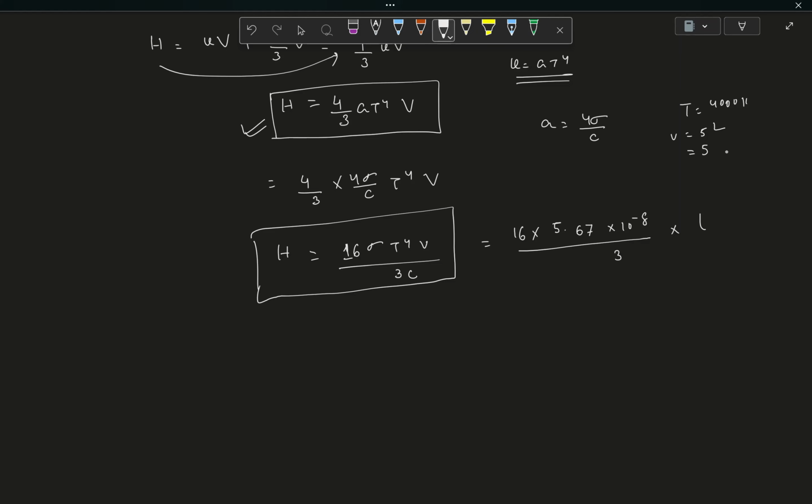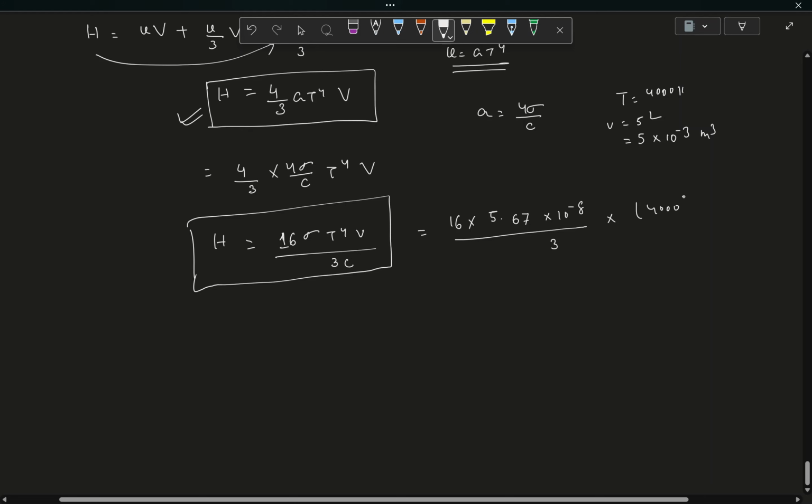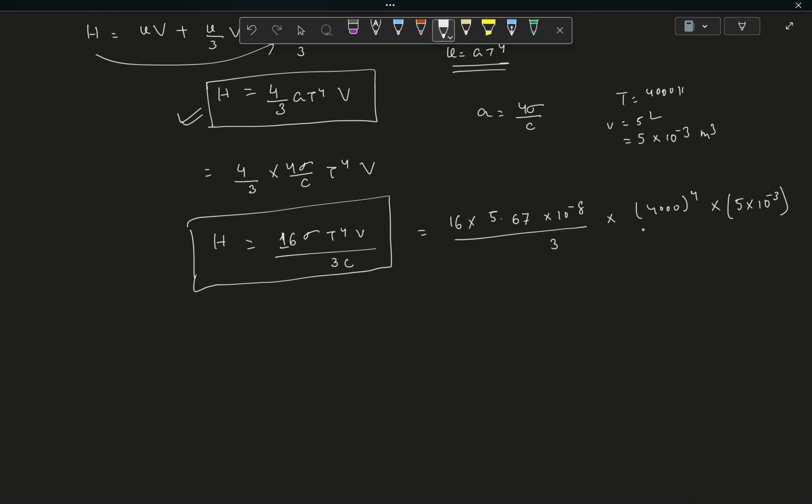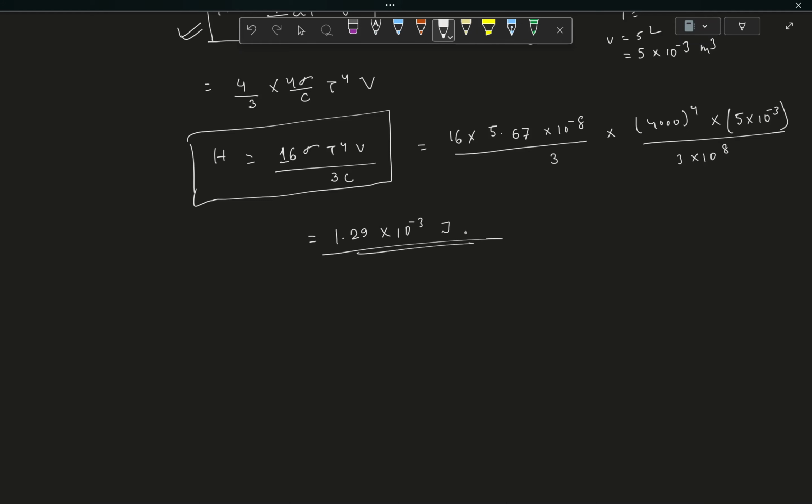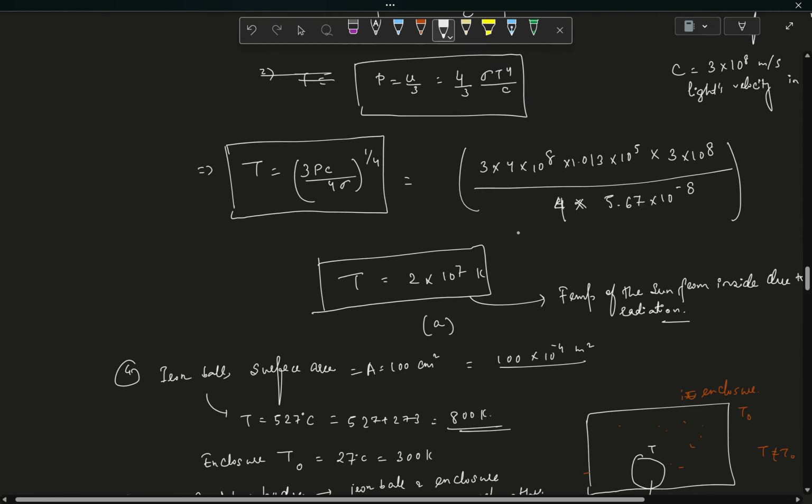So 5 liter, in SI, should be in meter cube. 1 meter is equal to 10 decimeter, and 1 decimeter cube is a liter. So you have to convert it to 10 to the power of minus 3 meter cube. So T to the power 4 is 4000 to the power of 4, into V, which is 5 into 10 to the power minus 3, divided by 3 into 10 to the power of 8. So this is 1.29 into 10 to the power of minus 3 joule, which is the answer that we obtain from this calculation.